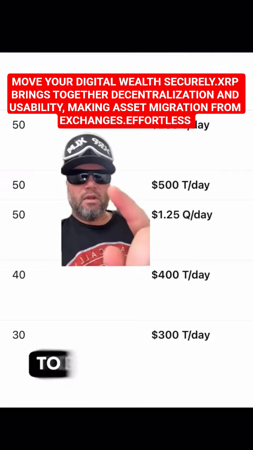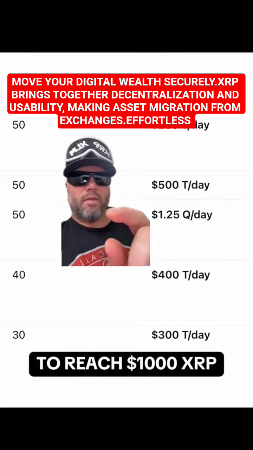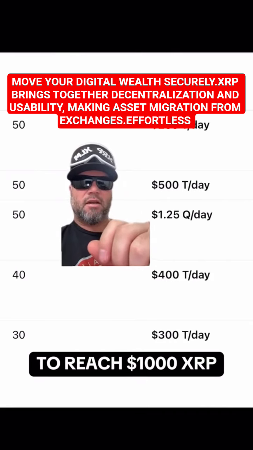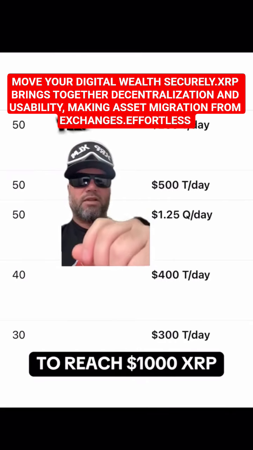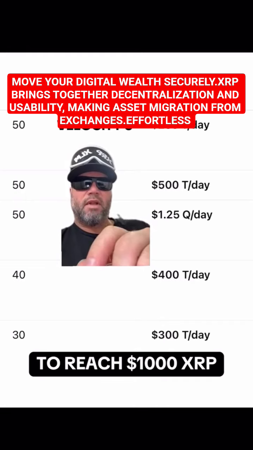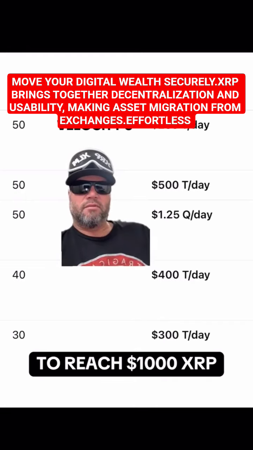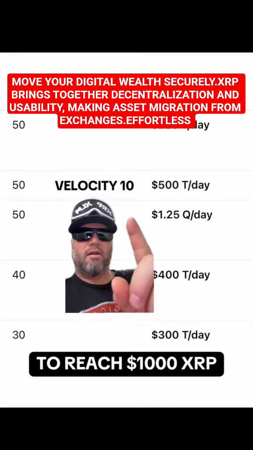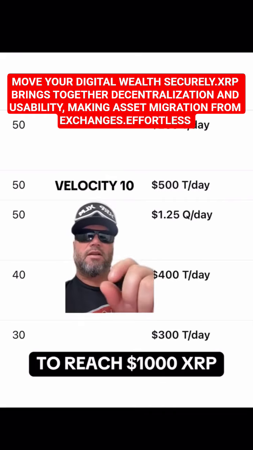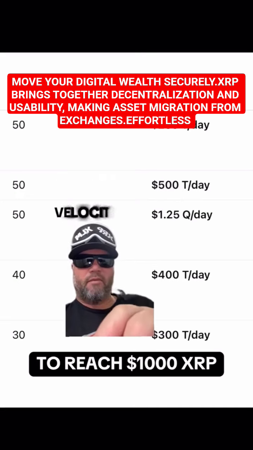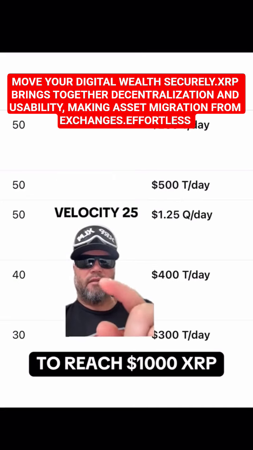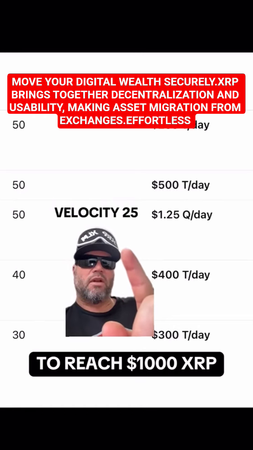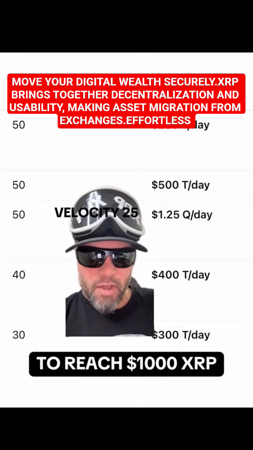per transaction. So here's a chart I made showing the required daily settlement needed for XRP to hit $1,000 using different circulating supplies and different velocities. The first one is a velocity of 5, supply of 50 billion, we're going to need $250 trillion. Number 2, a velocity of 10 with a 50 billion circulating supply, we're going to need $500 trillion per day to hit $1,000. Number 3, above my head, we have a velocity of 25, 50 billion circulating supply. We're going to need $1.25 quadrillion a day to hit $1,000 XRP.